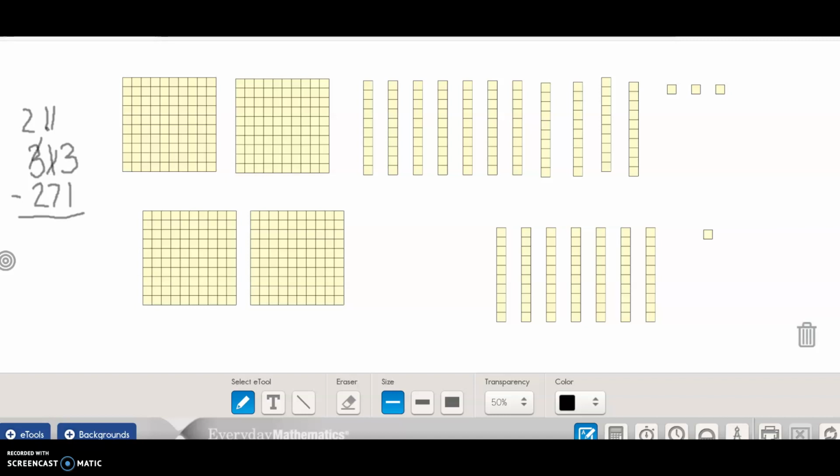Notice how I marked the problem. I'm ready to subtract. The answer is 42. Let's try another problem.